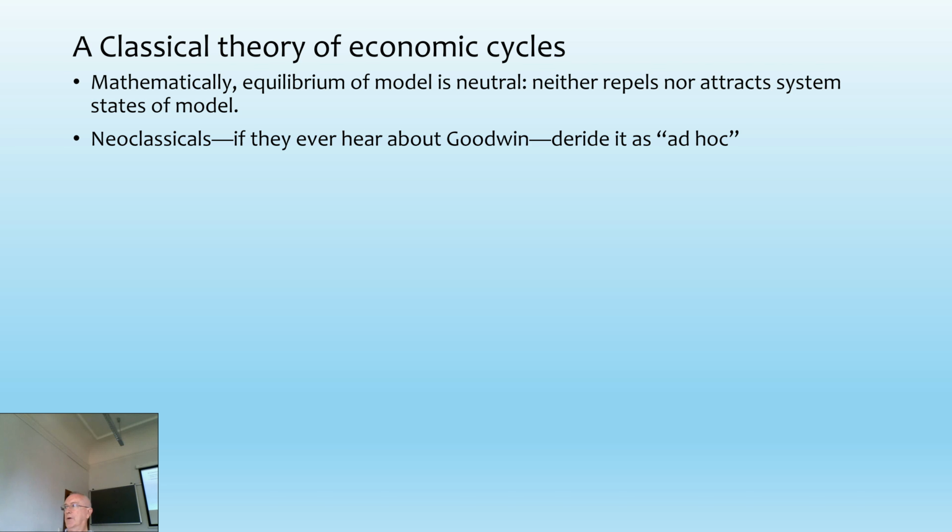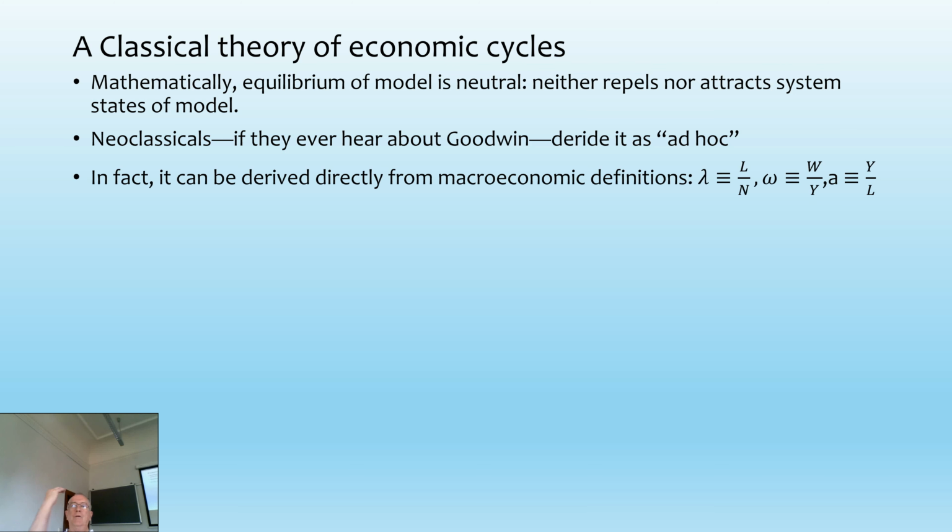All this magical nonsense stuff they do that they call mathematical modelling. And if they ever hear about Goodwin, they deride Goodwin as being ad hoc, with this constant relationship with labour and capital. Why haven't you got a variable production function, yada, yada, yada? Well, you can actually derive Minsky Goodwin directly from macroeconomic definitions.